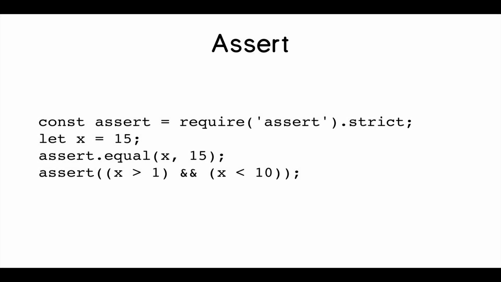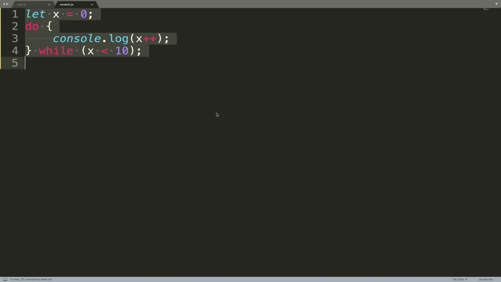So here's the template for assert. We first load in the module that lets us use assert. Then we just have this assert.equal. So here we're asserting that x equals 15. If it doesn't, as I mentioned before, an exception is raised. Here I'm asserting that x is between 1 and 10. So let me just show you those examples.